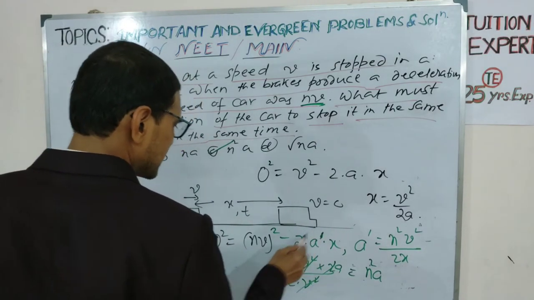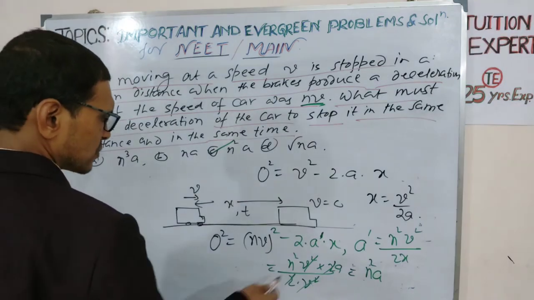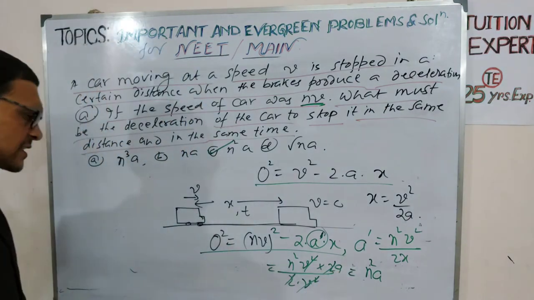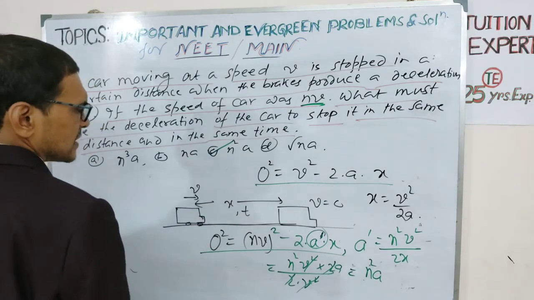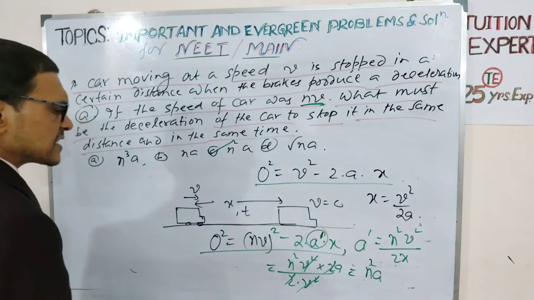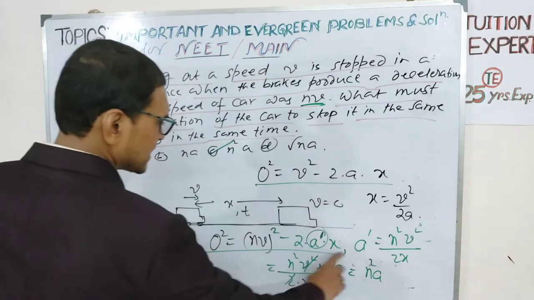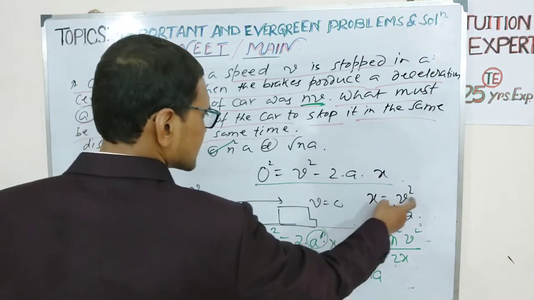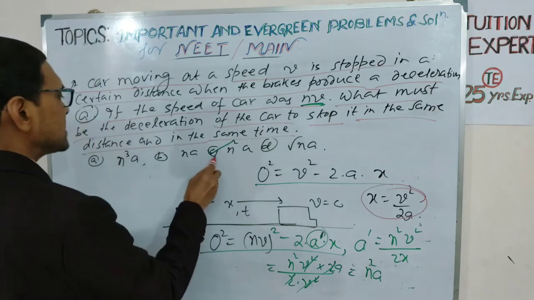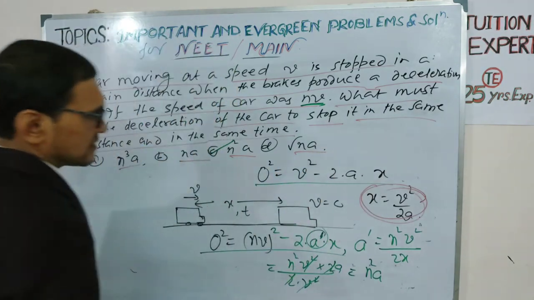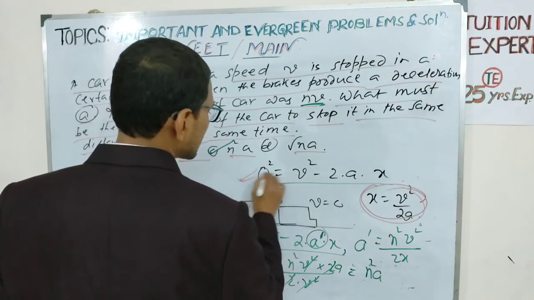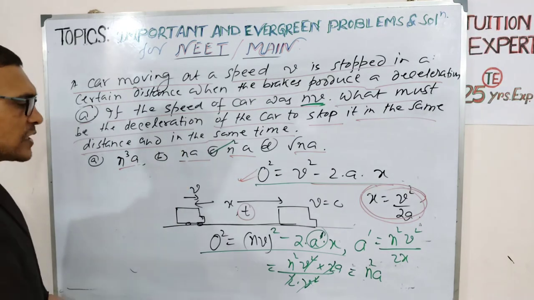Here the retardation is different, the distance will be the same, so the retardation has to be changed. First write one equation and next write for the second stage, that is when the speed is nv. What is the acceleration when the speed is nv, the final velocity is zero and the distance travelled is also the same, so the deceleration has to be changed. This is a dash, so write this equation and put x here, because we have to eliminate the distance x, as the answer is in the form of n and a. There is no function of time here, so take the first distance x and write the equation in terms of x.